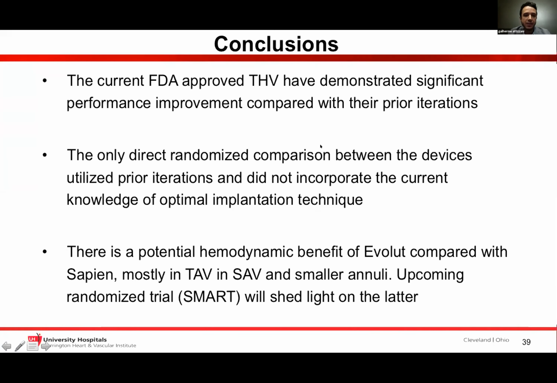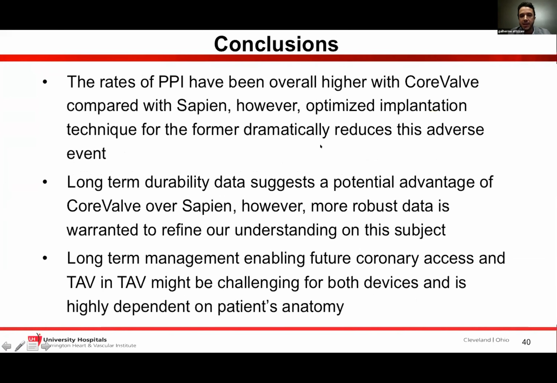And finally, the rates of permanent pacemakers have been overall higher with Evolut compared with SAPIEN. However, optimized implantation technique for the former dramatically reduces this adverse event. Long-term durability data is warranted to define our understanding of this subject. And finally, long-term management enabling future coronary access in TAV in TAV might be challenging for both devices. And my apologies for my poor internet connection.